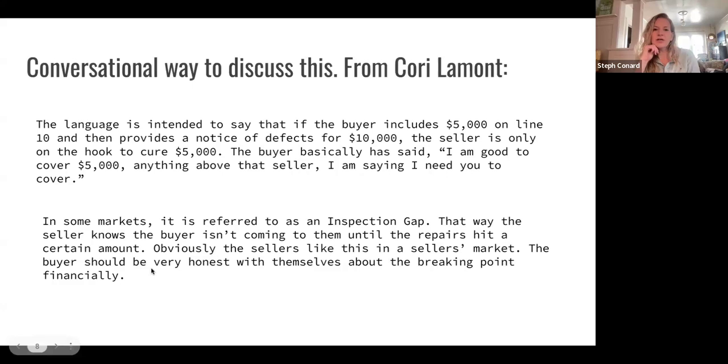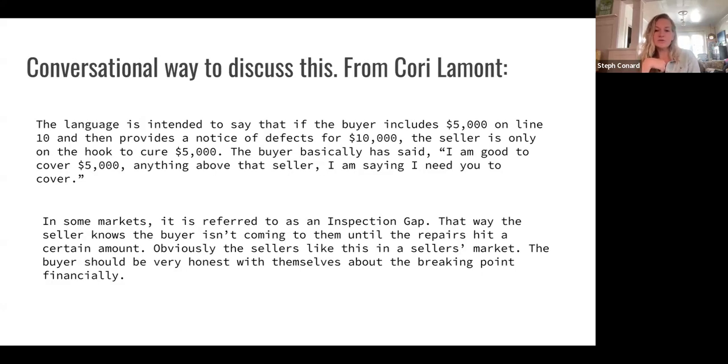And then here's a conversational way to discuss this from Corey Lamont. Corey Lamont is from the WRA, and she is the one who drafted this addendum AC. The language is intended to say that if the buyer includes $5,000 on line 10 and then provides a notice of defects for $10,000, the seller is only on the hook to cure $5,000. The buyer basically has said, I am good to cover $5,000. Anything above that, seller, I am saying I need you to cover.